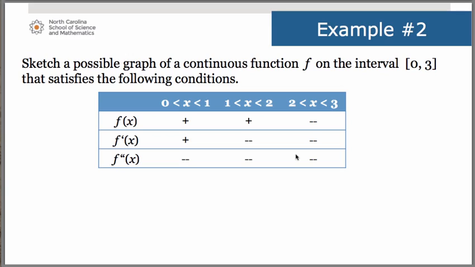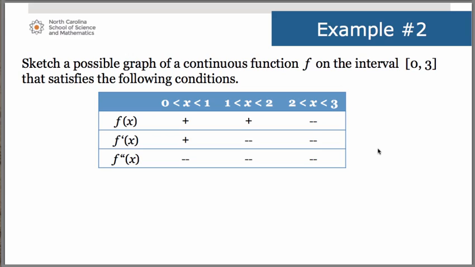So take a look at the table of sign values, and they give us information on f of x, f prime of x, and the second derivative of x. And it's broken down into 3 parts, 0 to 1, 1 to 2, and 2 to 3. And what you have is essentially a sign chart. So the key is to take all this information and figure out about the original function. Where is it going to be increasing and decreasing? Where is it going to be concave up, concave down? Where are our inflection points going to be?